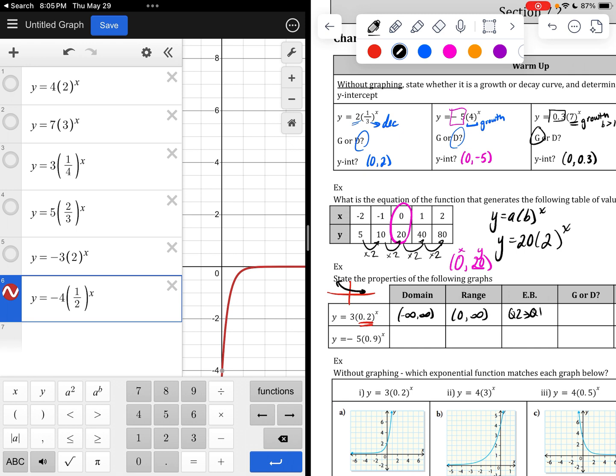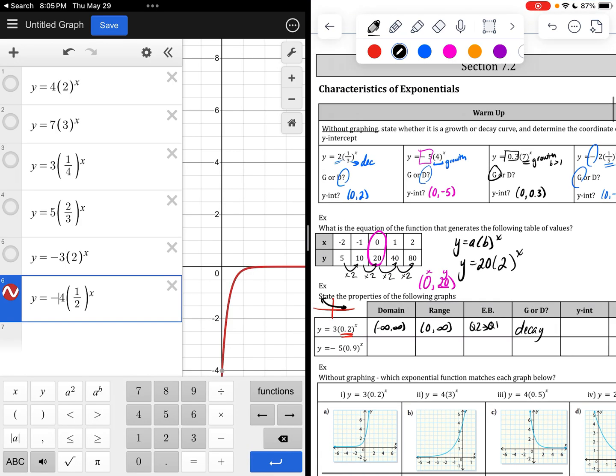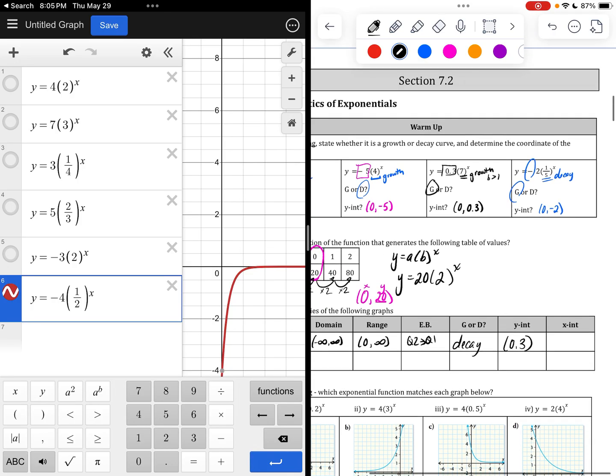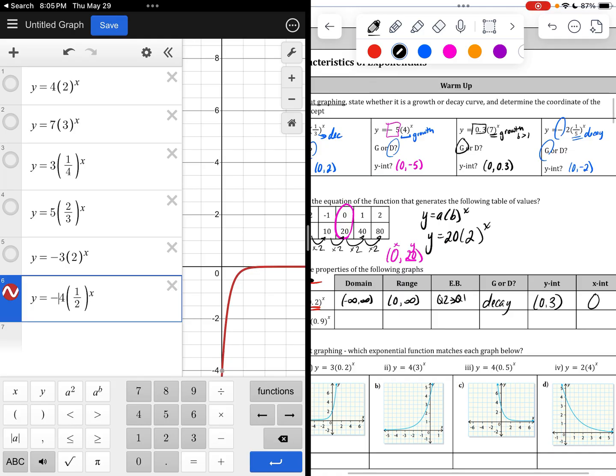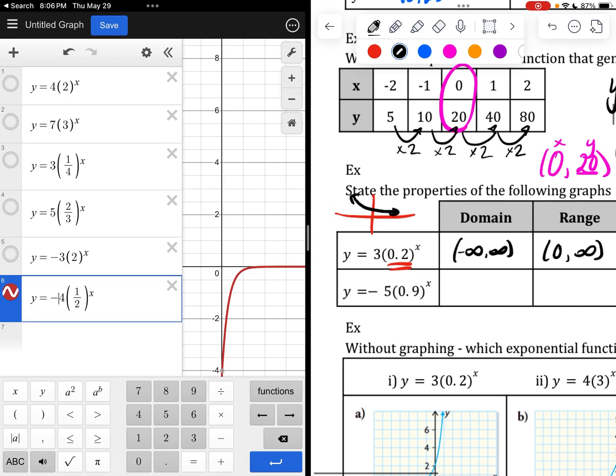And is it growth or decay? Well, this one's definitely decaying, so it's decreasing over time. The y-intercept is the first value in front of the bracket, so 0, 3. And the x-intercept, there is none, trying to trick us.